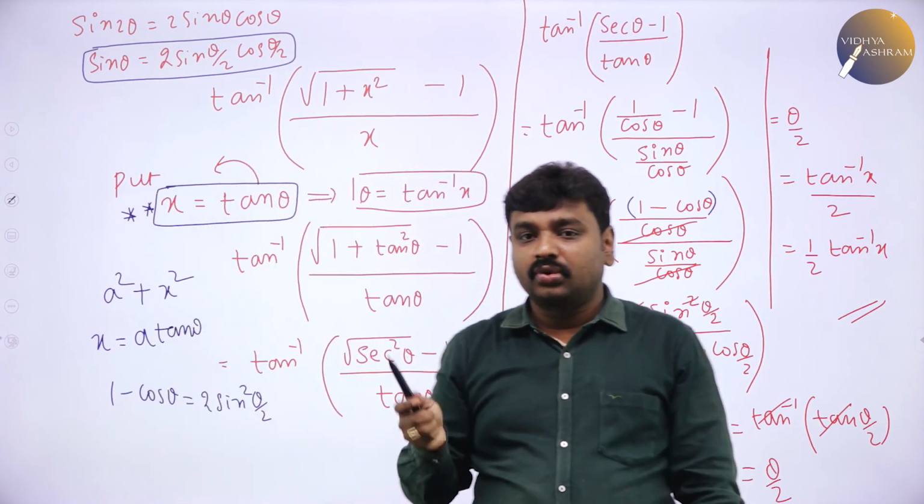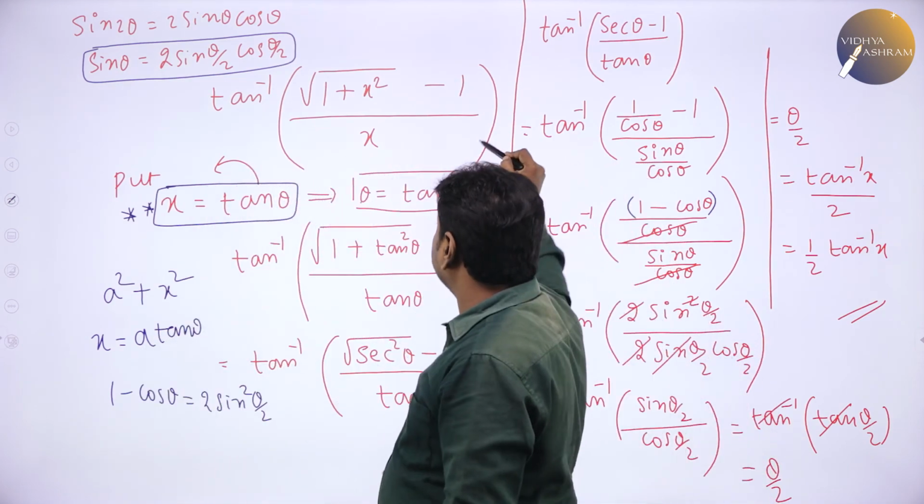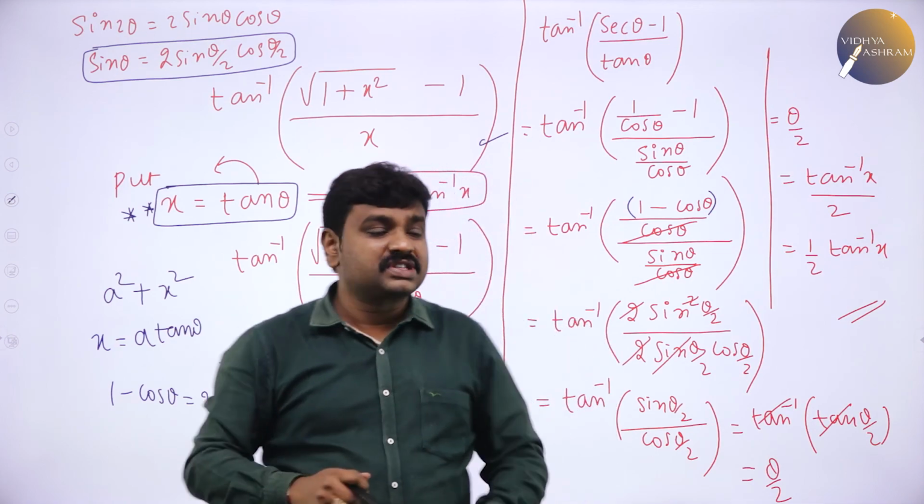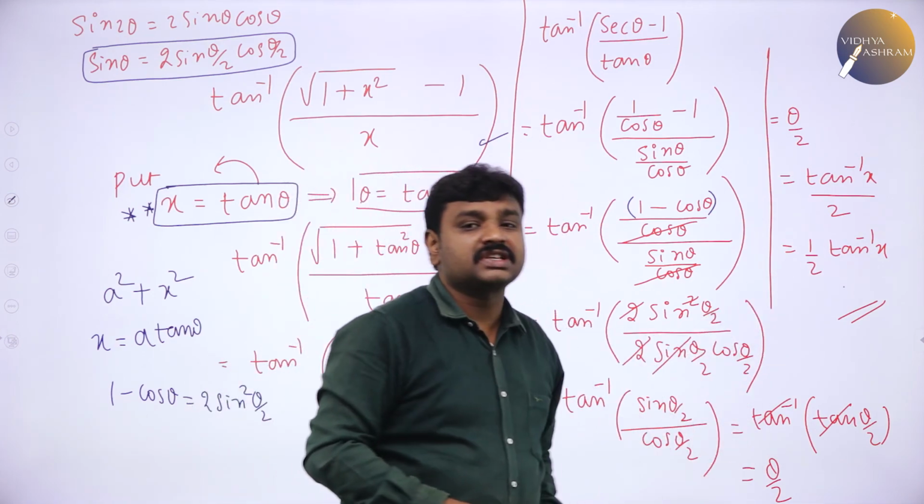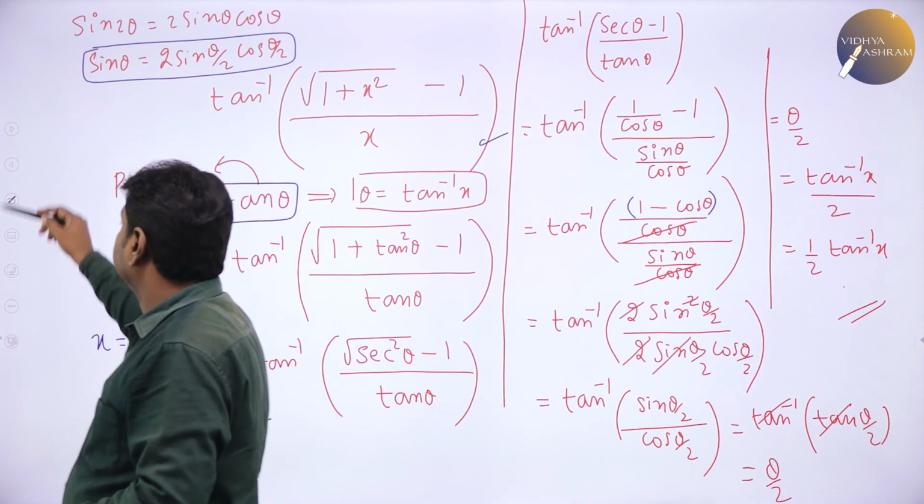I hope all of you understood how to simplify. After taking this big problem, we got a simple term. What is the simple term we got? That is half tan inverse x. Next.